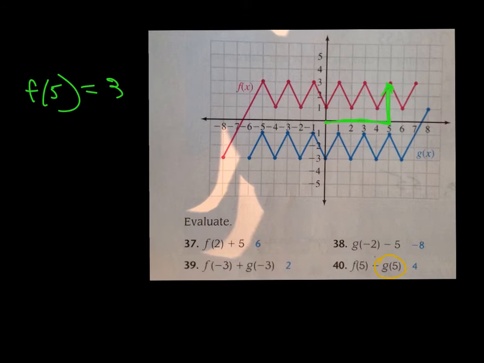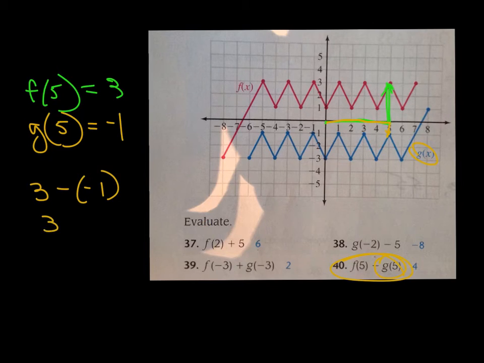Alright, this one right here. What is my y value when my x is 5 on the g? I went down 1 to get to my g. So when g is 5, my y value is negative 1. And what does it say to do with both of those? F of 5 is 3, subtract negative 1, or 3 plus 1 equals 4. That's the number they're looking for.